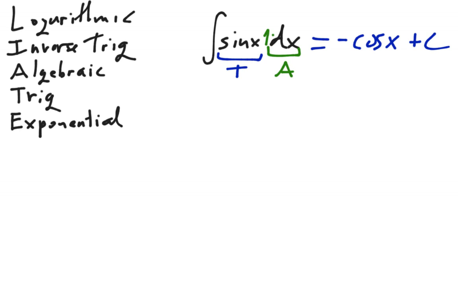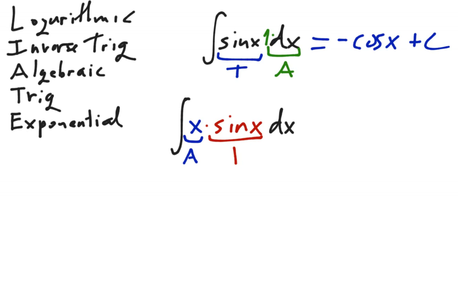Now, a classic example of integration by parts is this: x times sine of x dx. This is not a basic rule. We need to use a different tool for this. We cannot use u-substitution, so let's try integration by parts. Do you see two different kinds of functions? I do, because I highlighted them in different colors for you. Here's x, and x is an algebraic function. And here's sine of x, and sine of x is a trig function.